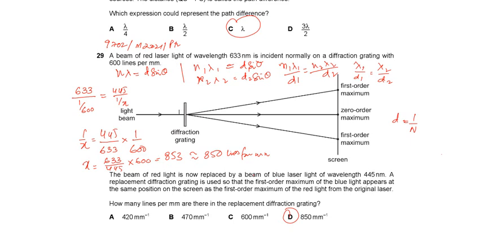So what is the catch? For this problem, we need to understand that if the position of the order of maximum is the same, then the angles are the same and the order of maxima are the same. So n and theta are both the same. The next thing is that the number of lines per millimeter has a reciprocal relationship with the slit separation. These two things are required along with the formula, and by this we get 850 lines per millimeter.